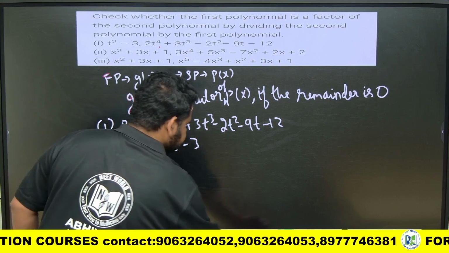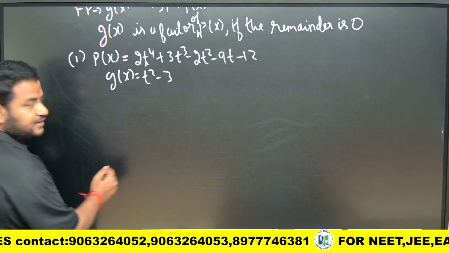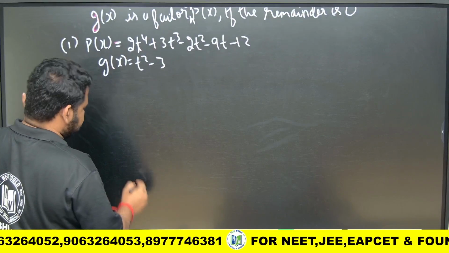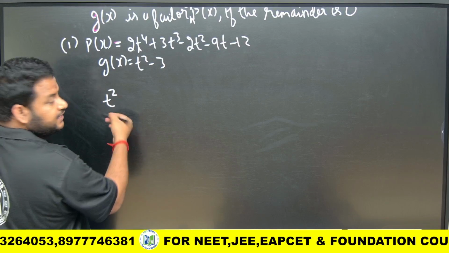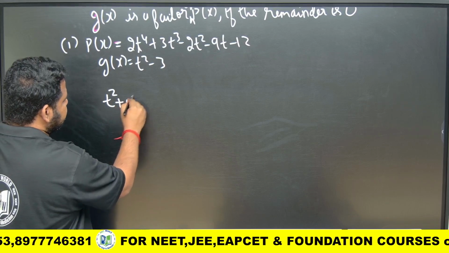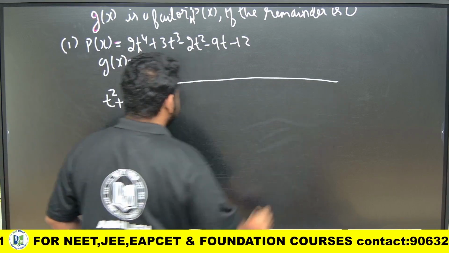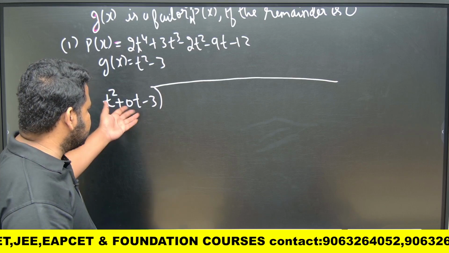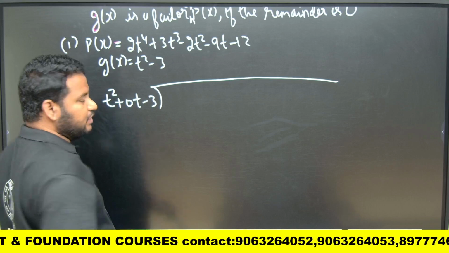Now let us solve this. We have to divide p of x by g of x. G of x is t square minus 3. There is no term of t, so I can write it as t square plus 0t minus 3. Please write it like this so that it becomes easy. If there is no term for t, just write it as 0t. You will have no confusion.